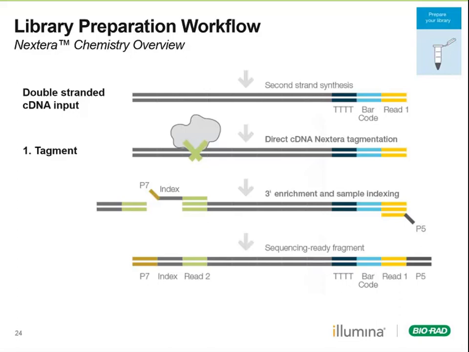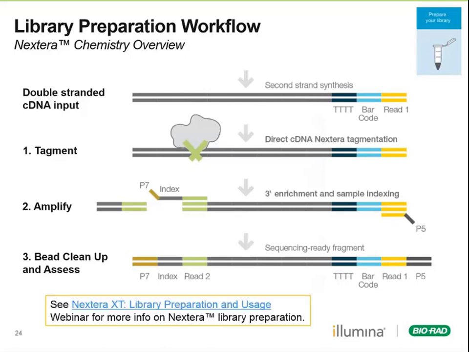We do tagmenting. This is where we fragment and tag the cDNA. The Nextera transposome randomly sits down on the cDNA, inserting the P7 adapter sequence and cutting the cDNA into smaller pieces. Next, we follow it with PCR amplification. This amplifies the libraries and also completes the adapters, adding a single I7 index to the P7 adapter. To finish library prep, we do a short bead cleanup and assess our libraries before sequencing.